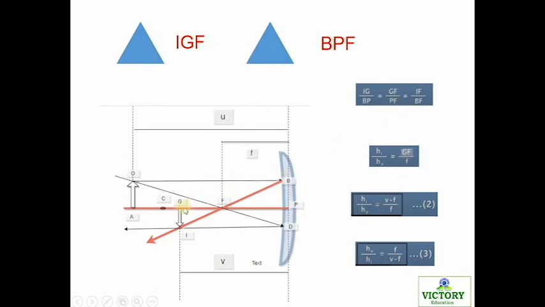So what is your GF? G to F, how can I write this? I can write this entire length as v and this as f. So V minus f is my GF. So I'm writing Hi by Ho is equal to v minus f by f. I'm having this as my equation 2, and I'm reciprocating it as Ho by Hi is equal to f by v minus f, and I'm having this as my equation 3.